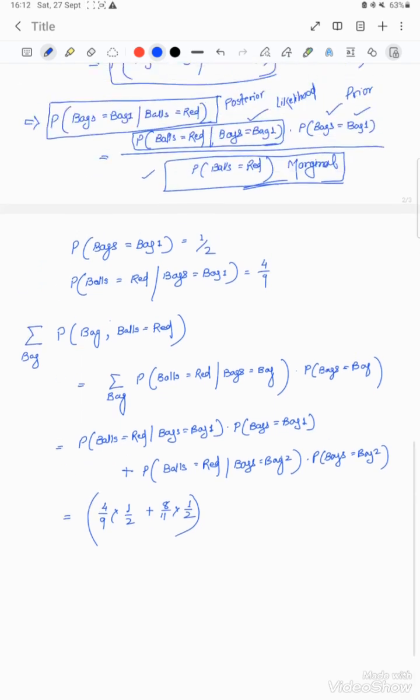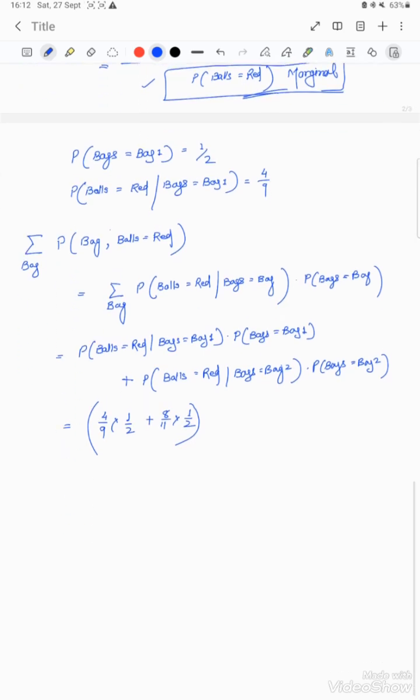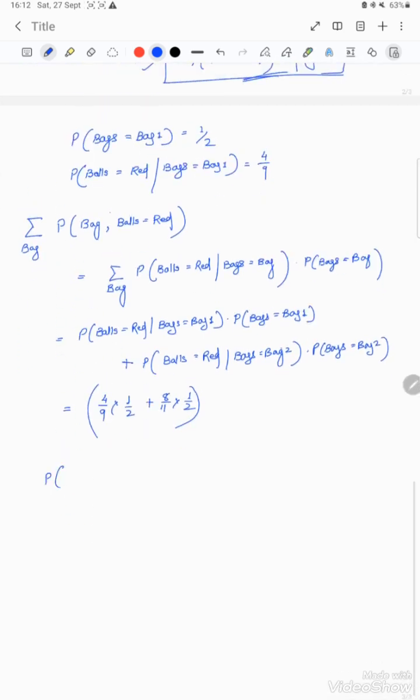Okay, so you just put all these formulas over here and you will get the posterior probability, the probability of bag equal to bag 1 given balls equal to red. Okay, you will get it if you put these numbers.